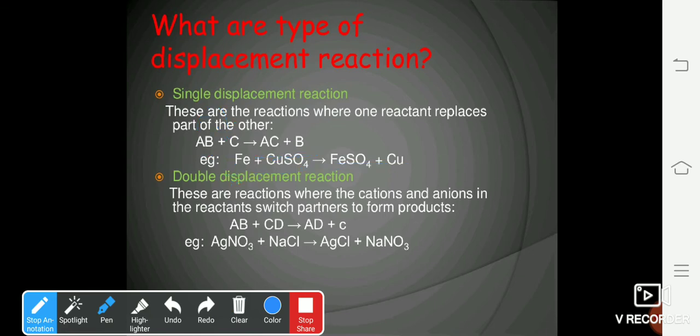In double displacement, the exchange of cations takes place. Now A will go in place of C and C will come in place of A. Therefore, it is known as double displacement reaction. In similar form, you can remember in double displacement reaction, exchange of cations takes place.